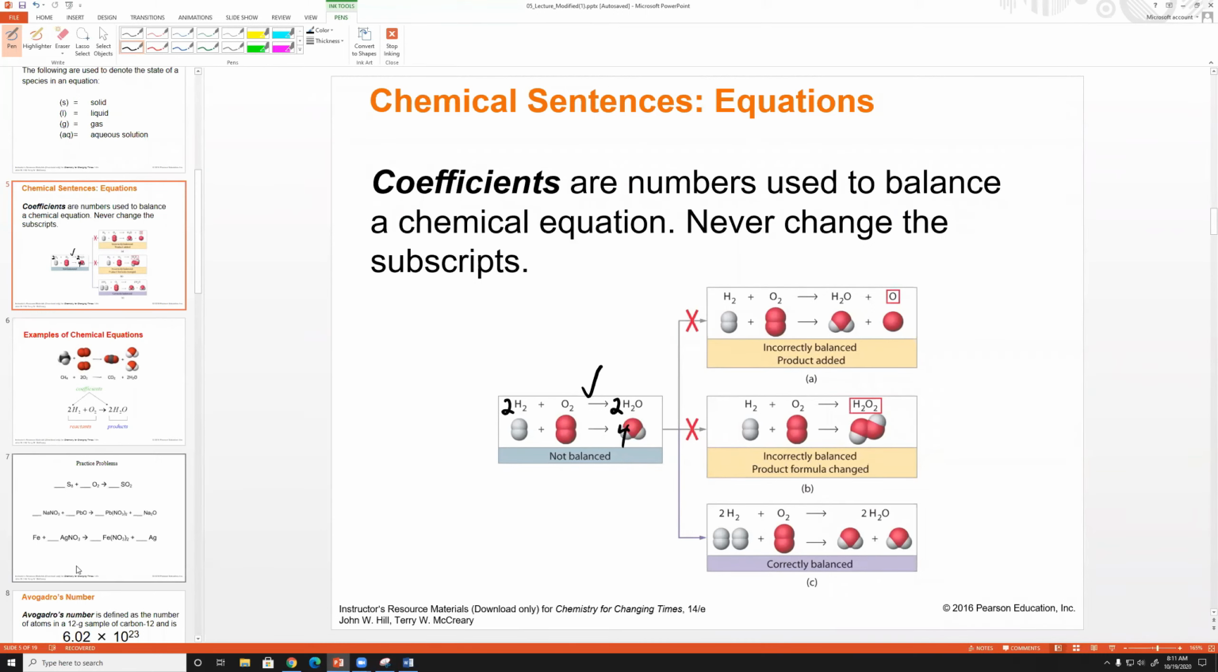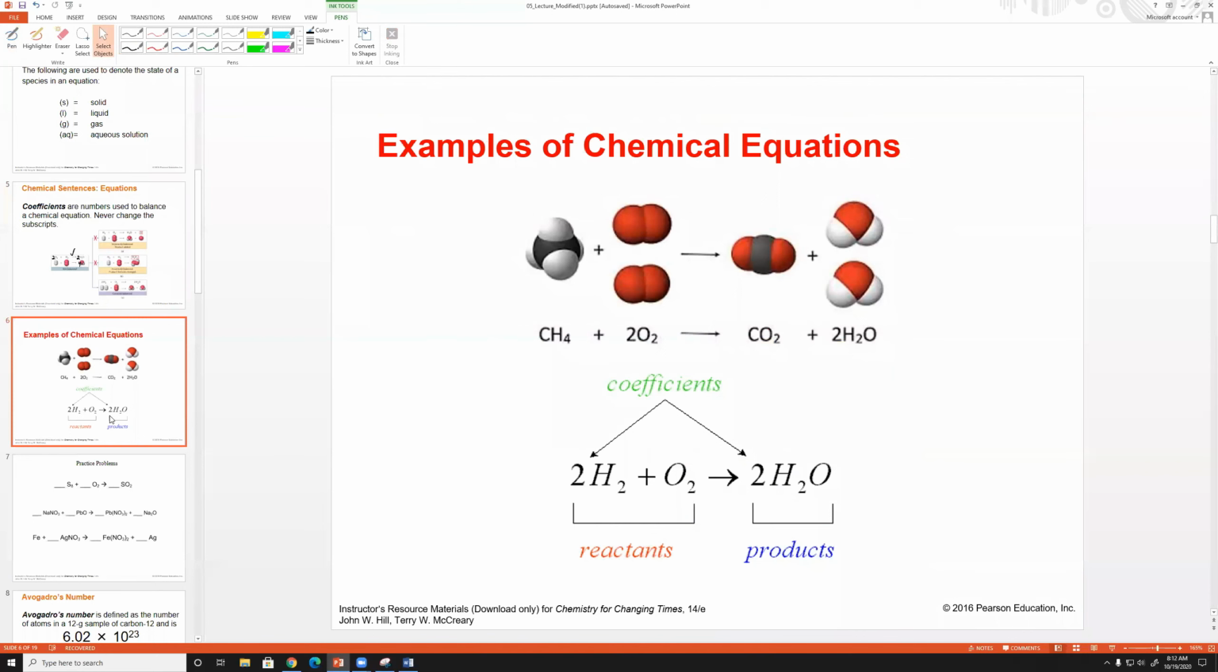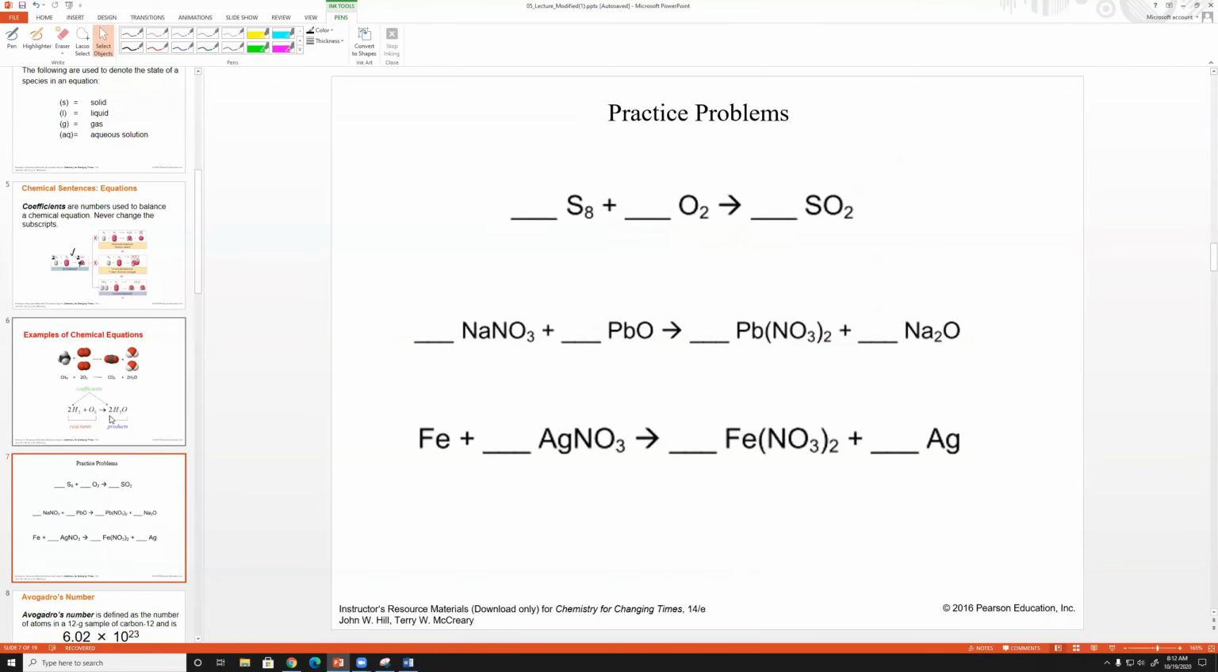No? All right. So we're going to be doing some examples now. Here's the same equation. Here's what we're going to do. We'll do the first one together, and then I'm going to give you maybe 3 or 4 minutes to do the next 2. So the first one, we have S8, sulfur 8, plus O2 reacts to produce SO2.